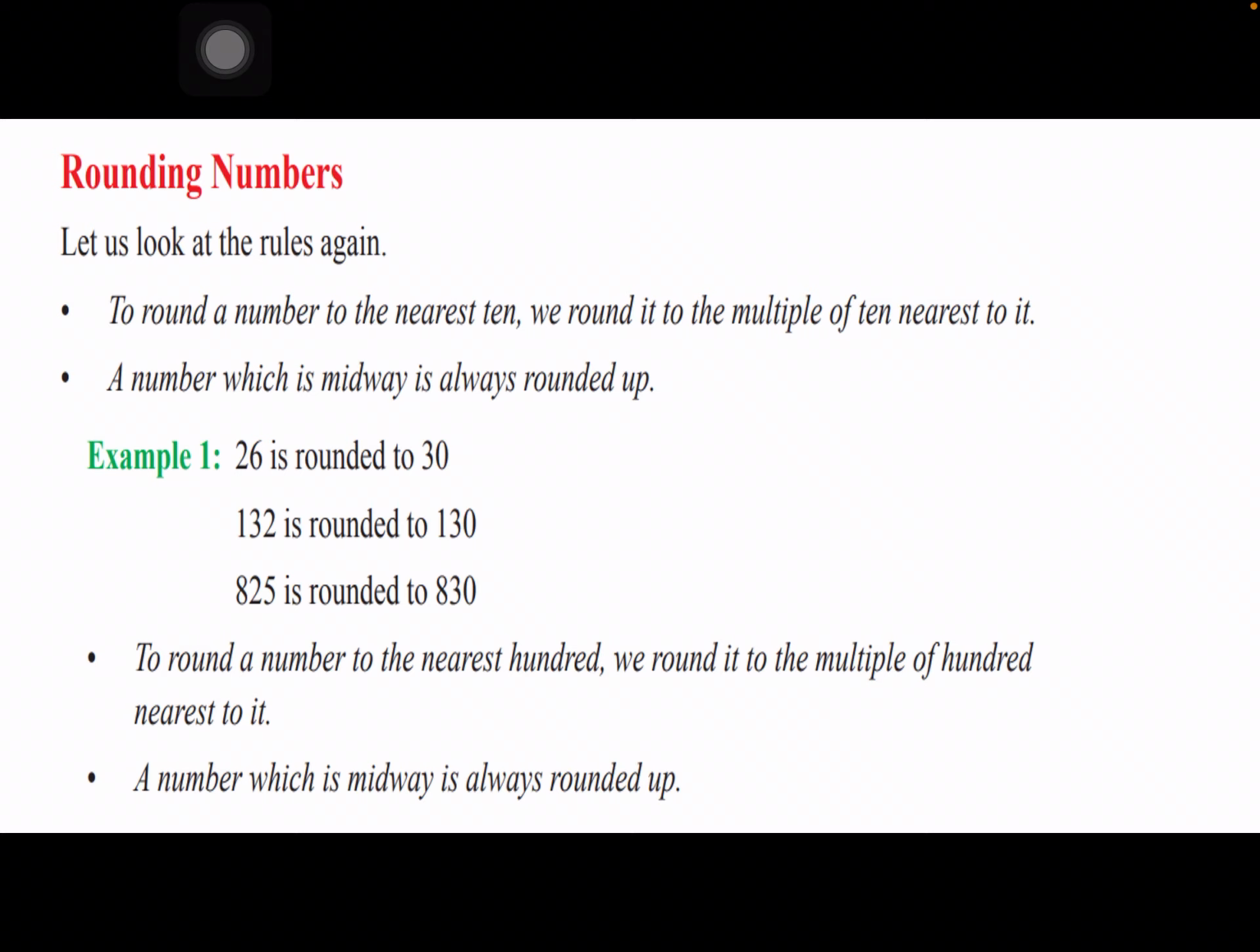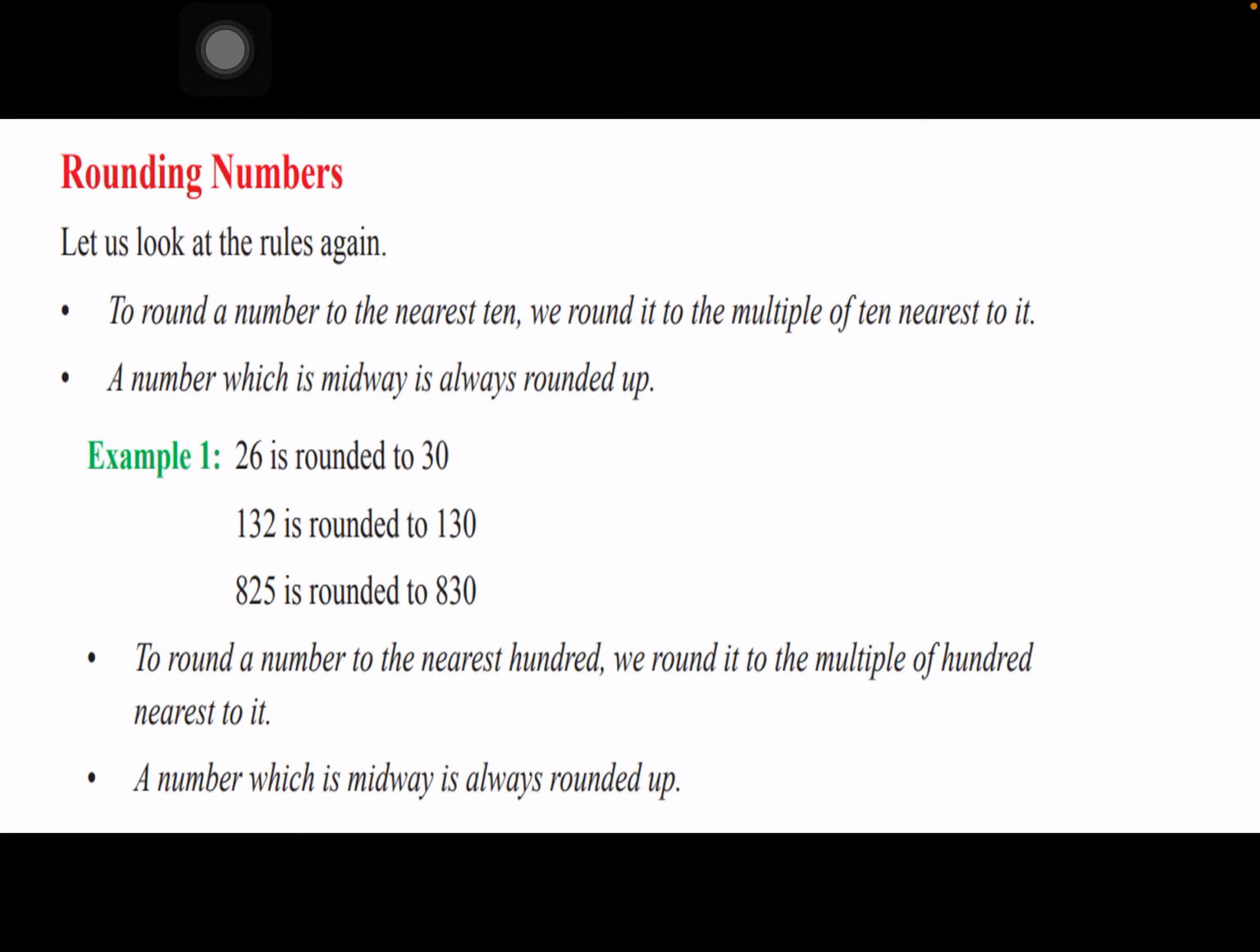To round the number to the nearest 100, the same steps. We round it to the multiple of 100 nearest to it. A number which is midway is always rounded up. The same steps with tens. Okay?